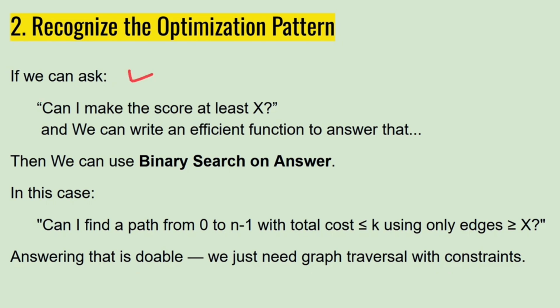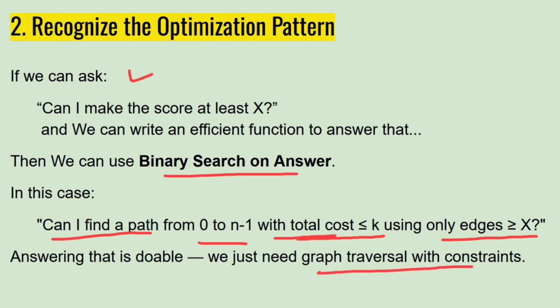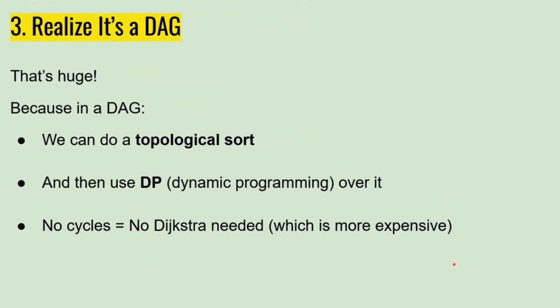So if we can ask, can I make the score at least x, we can write an efficient function to answer that. Then we can use binary search on the answer. In this case, can I find a path from 0 to n-1 where the cost is less than or equal to k, with every edge greater than or equal to x? So the answer is a double. So what we need is a graph traversal with a constraint, right?